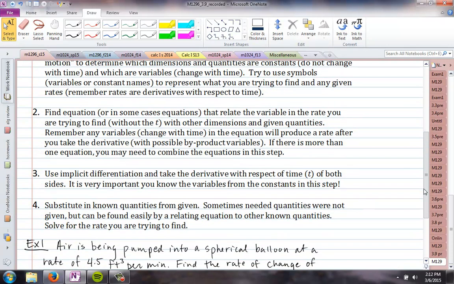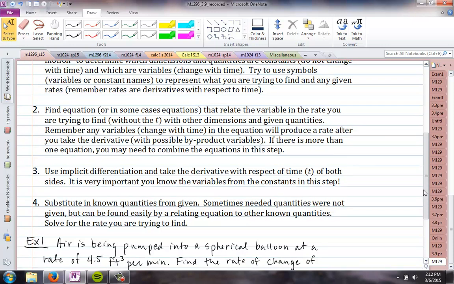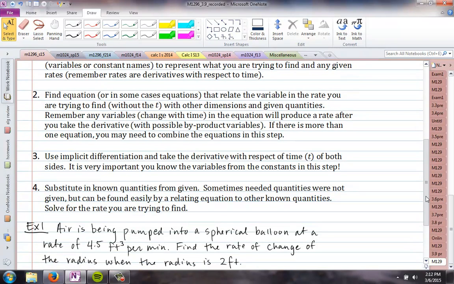Guideline 3, use implicit differentiation and take the derivative with respect to time of both sides, because we're trying to find rates, which are derivatives with respect to t, and we're given some rates. So that's how we get that equation. And when you do this, it's very important that you realize what is a variable with respect to time and what is a constant, something that doesn't change with time, because their derivatives are going to depend on that. A derivative of a constant is going to be 0.